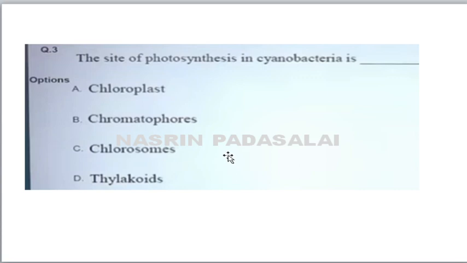Whereas chloroplasts and thylakoids are not involved in cyanobacteria, and chromatophores are nothing but a type of cells that are present in the surface of animal tissue, that are involved in producing pigment. Here they are speaking about the site of photosynthesis in cyanobacteria, which is the chlorosomes.